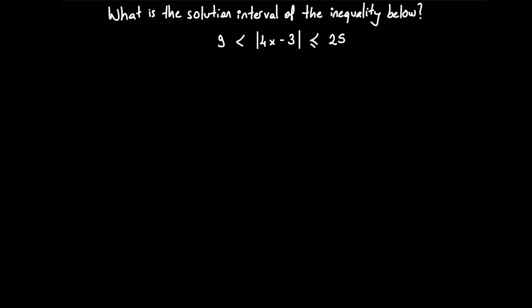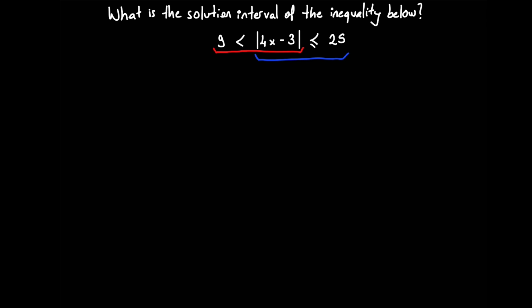So what is the solution interval of the inequality below? The question asks: 9 is less than the absolute value of 4x minus 3, which is less than or equal to 25. Here, I will solve this question in 2 steps. In the first step, I will solve this red condition. And in the second step, I will solve the blue condition.